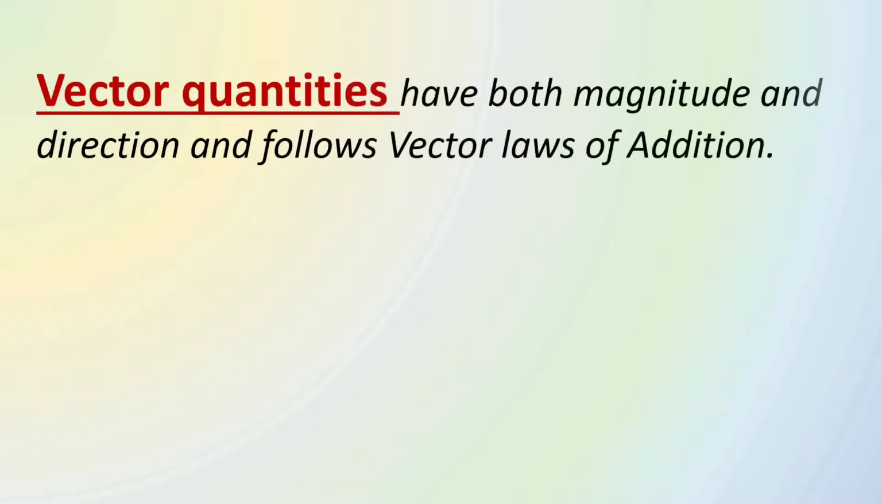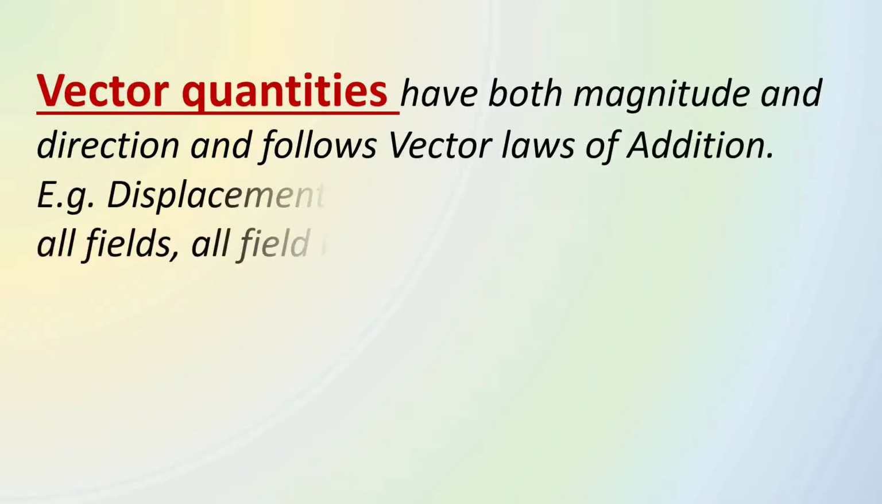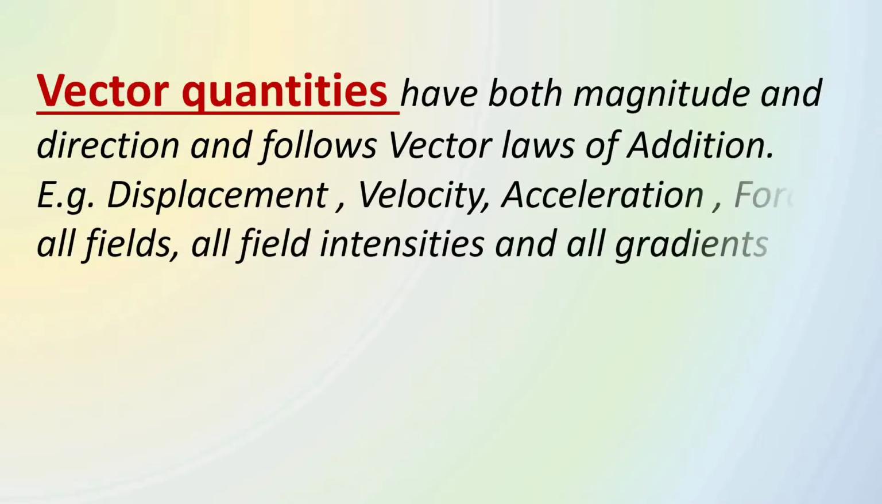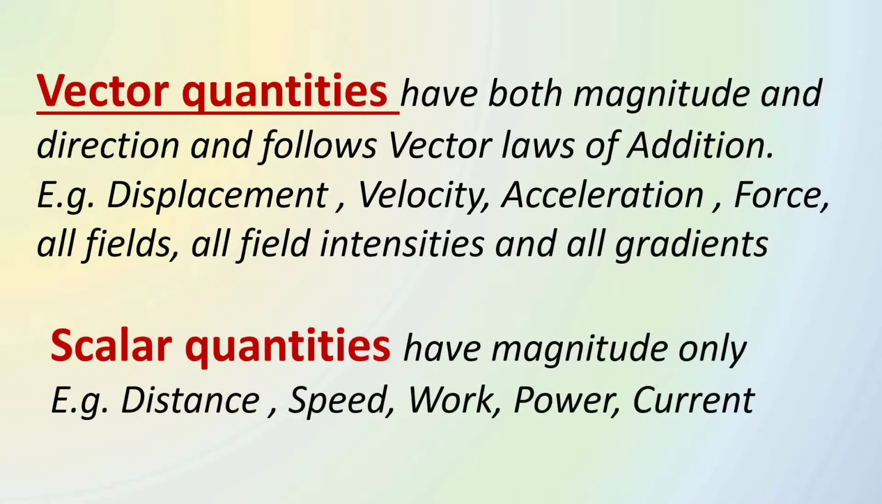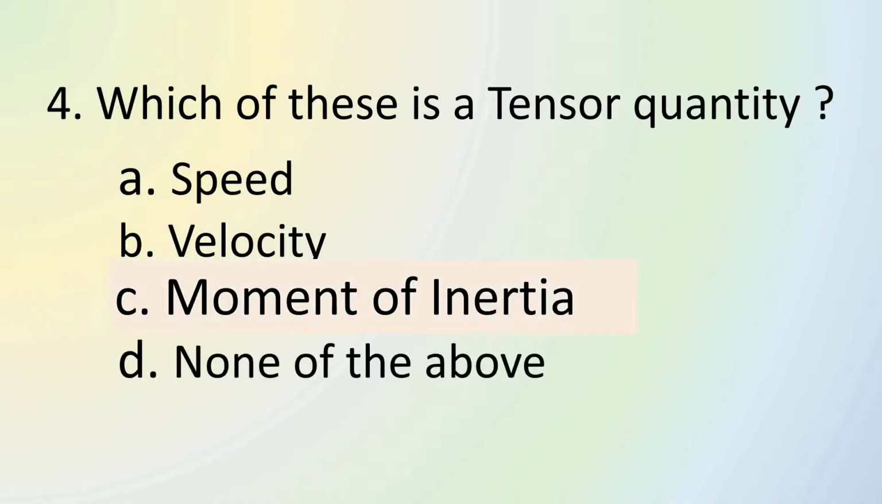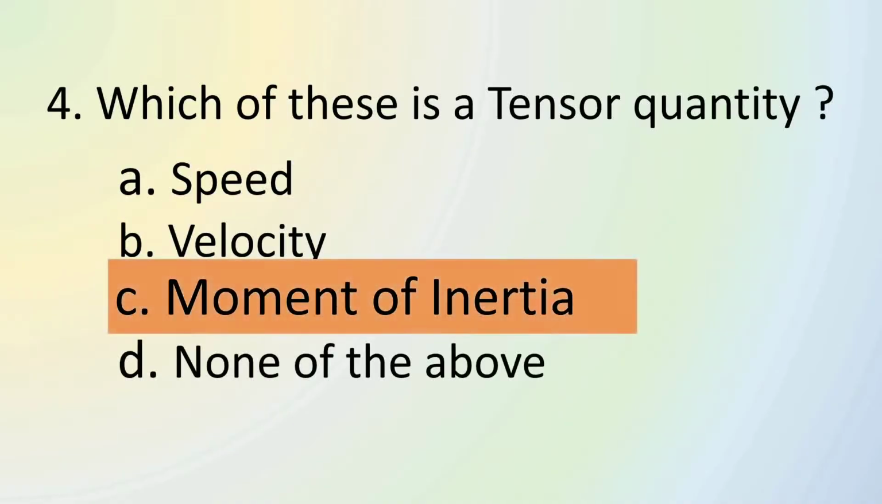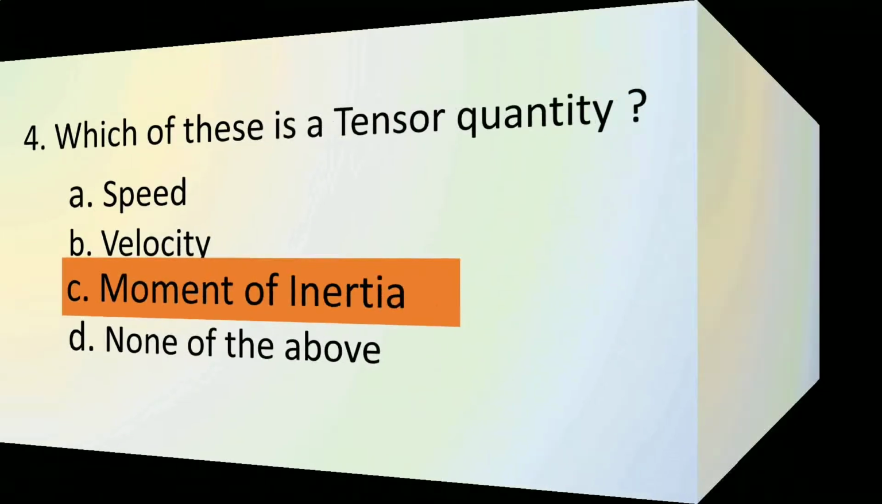What are vectors and what are scalars then? Vector quantities are those quantities which have both magnitude and direction, and that follow vector laws of addition. For example, displacement, velocity, acceleration, force, all fields, all field intensities and all gradients. Whereas scalar quantities are those quantities which have magnitude only. For example, distance, speed, work, current, power, etc. Among the given options, speed is a scalar, velocity is a vector and moment of inertia is a tensor quantity.